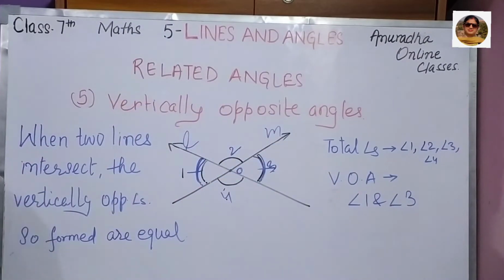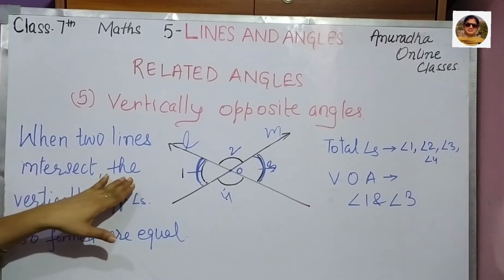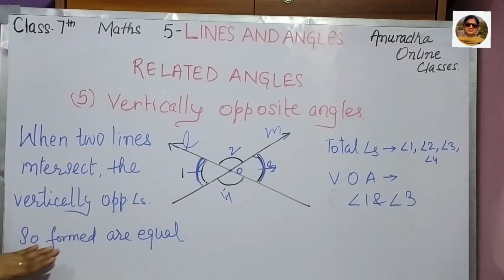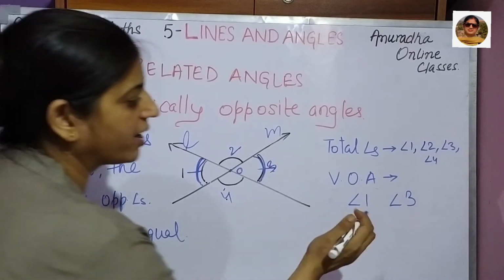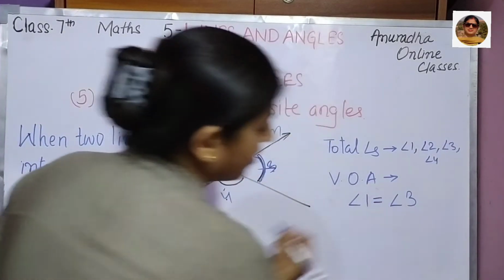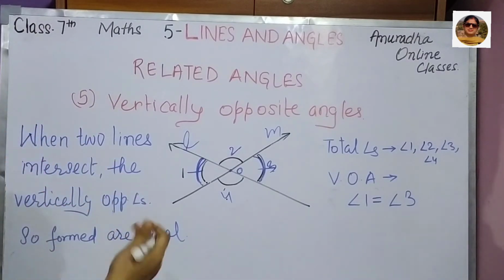One more thing is important in this. See, when two lines intersect, the vertically opposite angles so formed are equal. Means angle 1 and angle 3. These two angles are vertically opposite angles. That is why these both are equal. Now see the other pair.